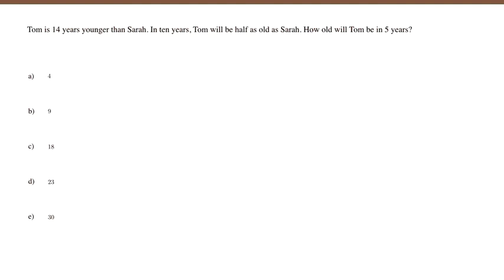We have Tom and Sarah. We know Tom is 14 years younger than Sarah, and we know in 10 years, Tom will be half as old as Sarah. And we want to determine Tom's age in 5 years. Now, let's start with the general methodology for any word problem. So let's identify what we're trying to solve for, which is Tom's age in 5 years.